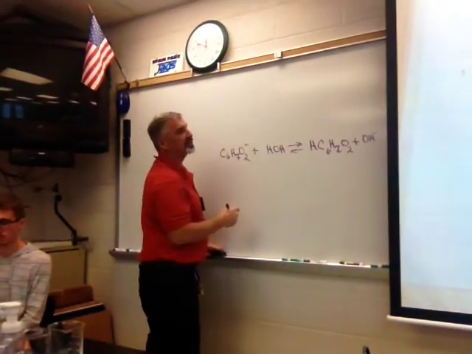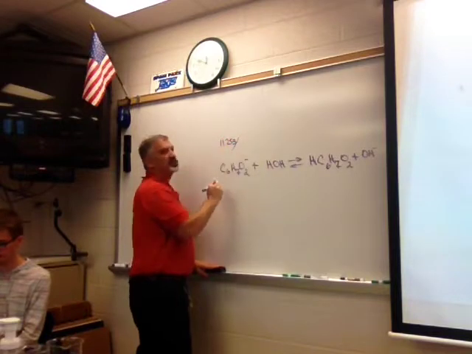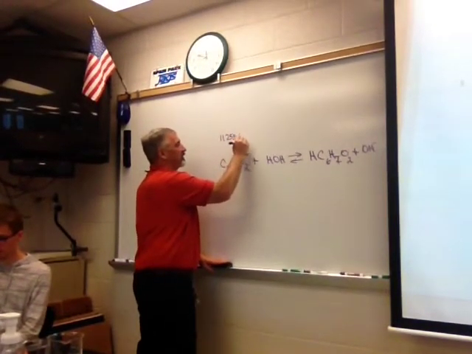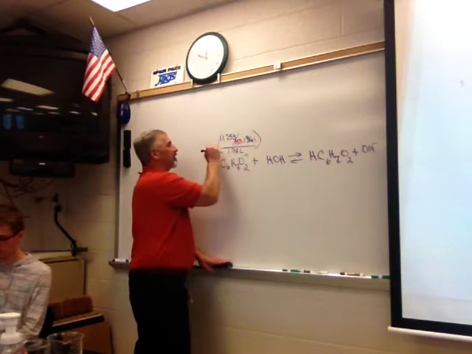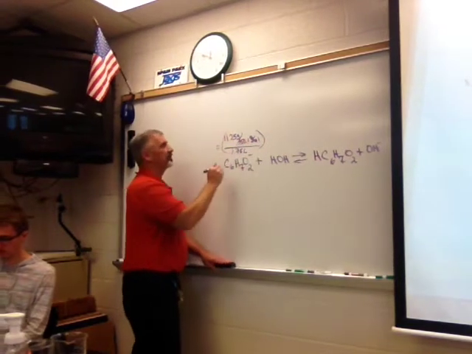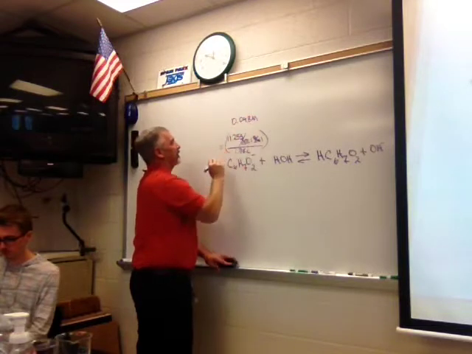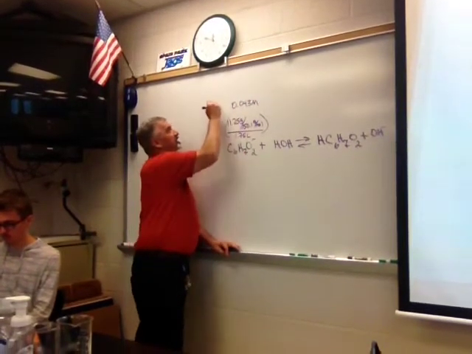Now, we have to figure out the concentration. 11.25 grams divided by, what's the molar mass? 150.1 grams per mole, divided by 1.75 liters. And that all comes out to equal 0.043 molar. Okay? So that's my initial concentration.